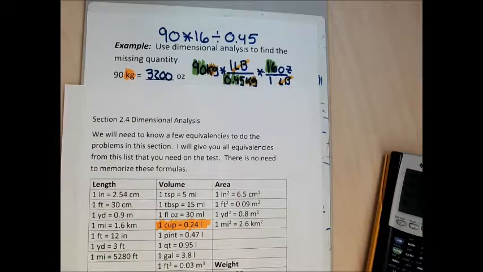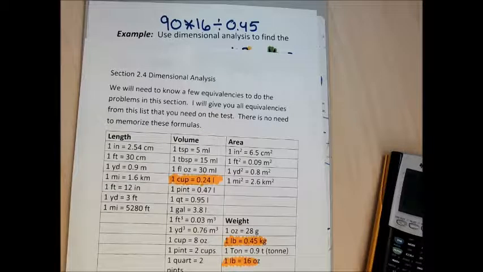Sometimes there's going to be more than one path that will take you from the unit that you're given to the unit that you want to end up with. And sometimes if you take a slightly different path, you'll get a slightly different answer. Every one of these equivalencies is really a rounded approximation.